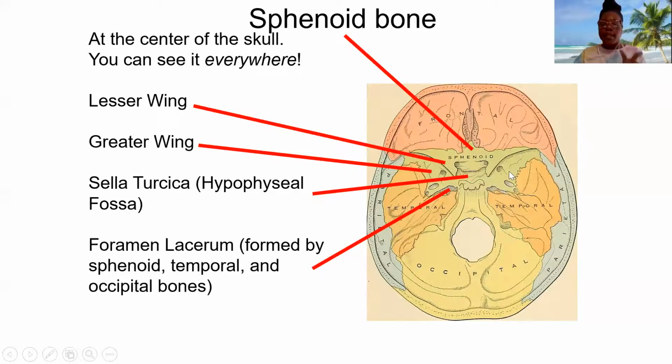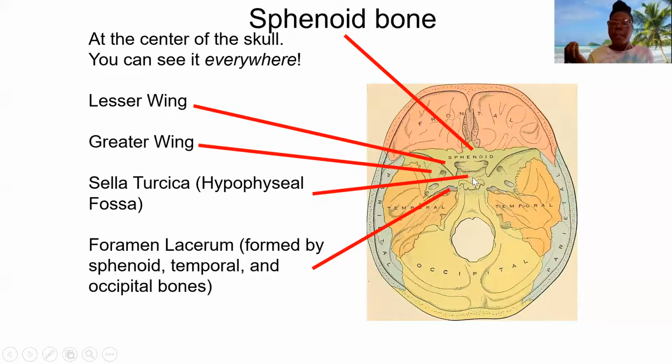So the greater wing is slightly more inferior and also looks like a wing-shaped structure that is giving the sphenoid bone its unique features. So we've got the lesser wing on top and the greater wing slightly more inferior. We've also got the sella turcica. Now the sella turcica is also called a hypophyseal fossa. This is the seat for the pituitary gland. It's also called the pituitary fossa for that reason.